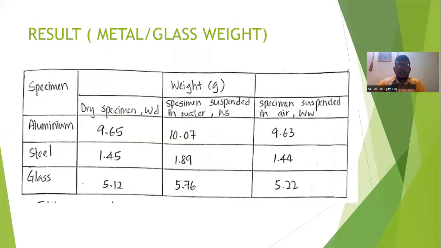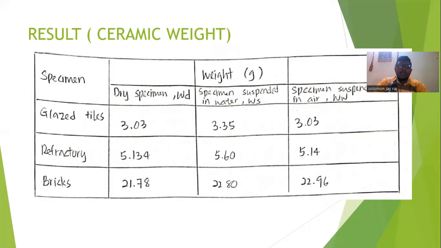Here is the result of the metal and glass and aluminium weighed. So here we can see the dry specimen, suspended in water and suspended in air. Next will be the ceramic weight results, which use the glass tiles, refractory, and bricks. So we can see the dry specimen, and the specimen suspended in water and air.